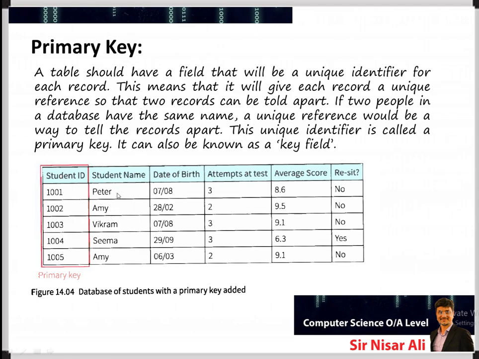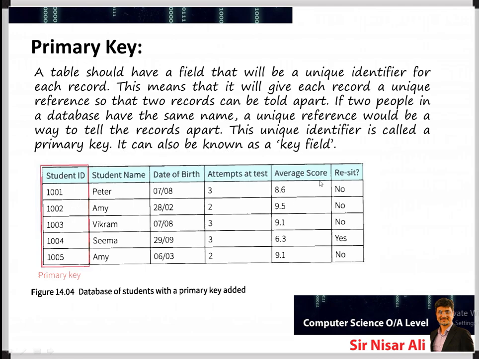Otherwise two same records can be mixed up, and the people or the computer or the program will not be able to recognize or identify them. So if two people in a database have the same name, a unique reference would be a way to tell the records apart. This unique identifier is called a primary key. It can also be known as a key field.